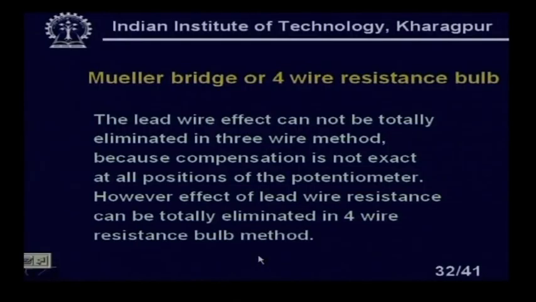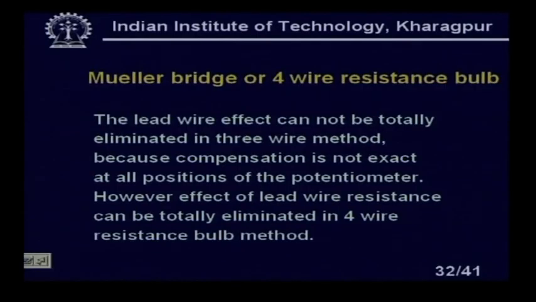Now, the Muller bridge or 4-wire method is a method using 4 lead wires, and the lead wire effect can be totally eliminated in this type of bridge. Even though it is cumbersome, for precision thermometry this is the only alternative method, and we have to use it to make our circuit independent of the contact resistance and independent of the lead wire resistance. Self heating error will remain as it is. The lead wire effect cannot be totally eliminated in the 3-wire method, because the compensation is not exact at all positions of the potentiometer. However, the effect of lead wire resistance can be totally eliminated in the 4-wire resistance bulb method.